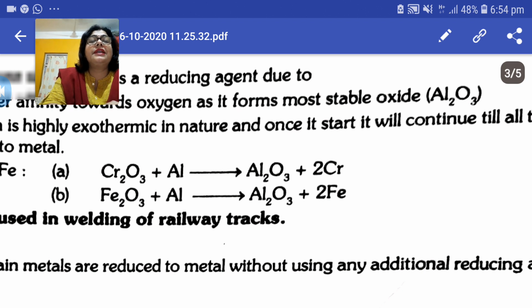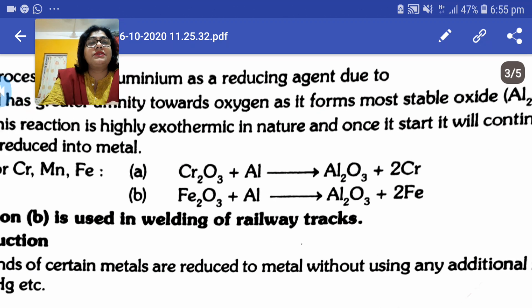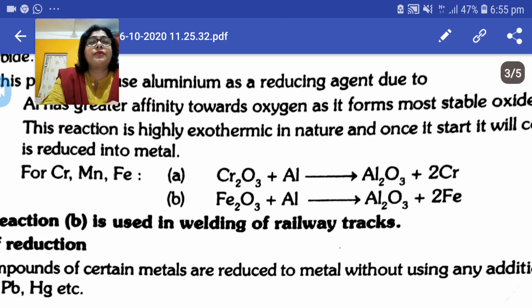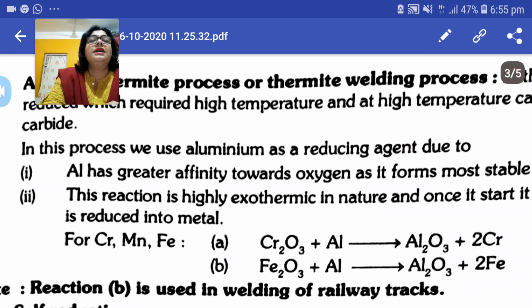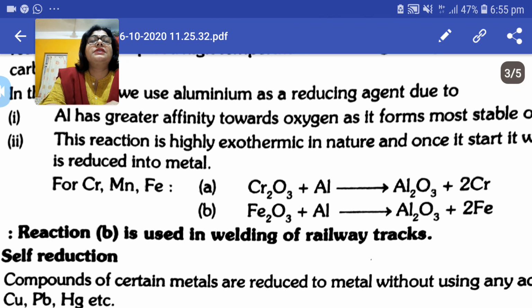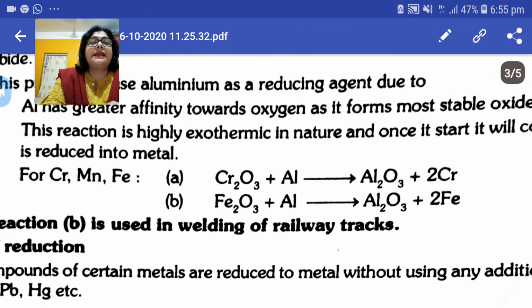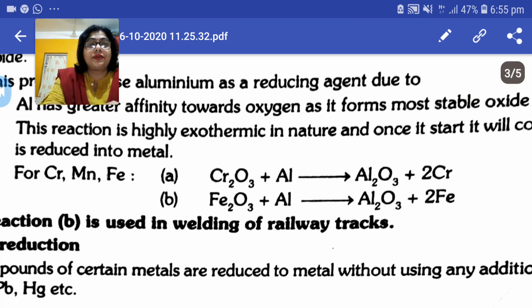So here aluminum, being a more reactive metal compared to iron and chromium, is used as the reducing agent. This process is also known as the aluminothermite process, or the thermite welding process. Generally the reaction Fe2O3 plus Al gives rise to Al2O3 is used in the welding of railway tracks.